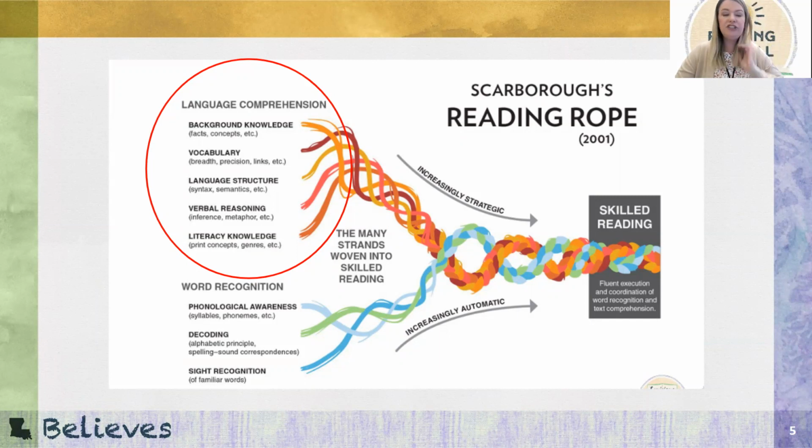It's listening comprehension. But if we work on developing background knowledge, we can help improve reading comprehension. If we develop vocabulary knowledge, we can build people's reading comprehension. If we work on language structures, syntax, and semantics, and how sentences are composed and paragraphs are composed, we can help build reading comprehension. And the same thing with verbal reasoning and literacy knowledge. If we build understanding of these different components of the strands, then we're able to help improve reading comprehension.